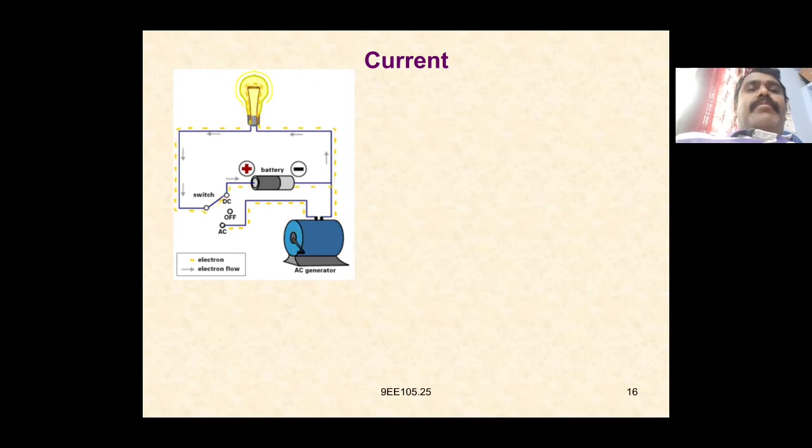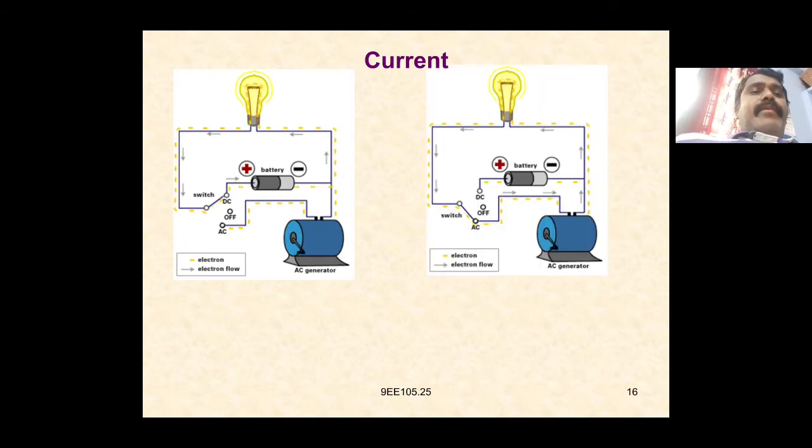Here you can see the bulb, and the battery is connected. Once the battery is applied, the current flows through the bulb, the generator runs, and the bulb glows. The yellow marks indicate the electrons flow. The arrow mark indicates the current flowing.